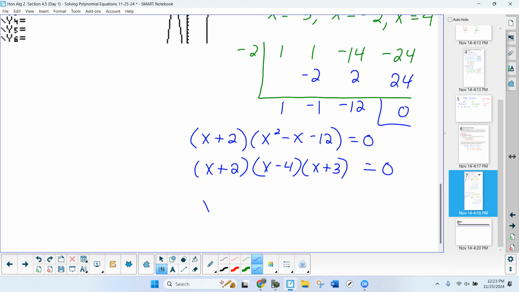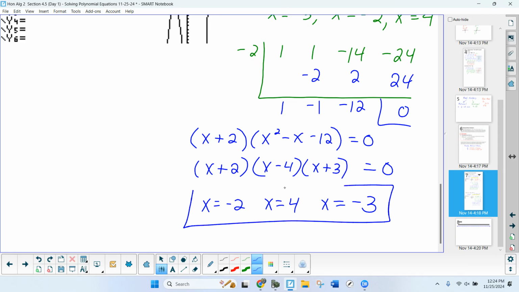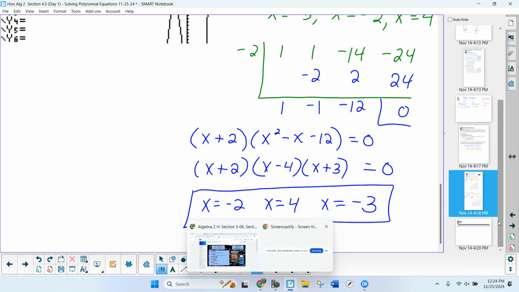And now, what's this solution? Negative 2. What's this one? 4. And what's this one? Is that what we thought they were going to be? Guys, you have to show that work. If you don't show that work, you're setting yourself up to make the next couple sections very difficult. All right, homework.